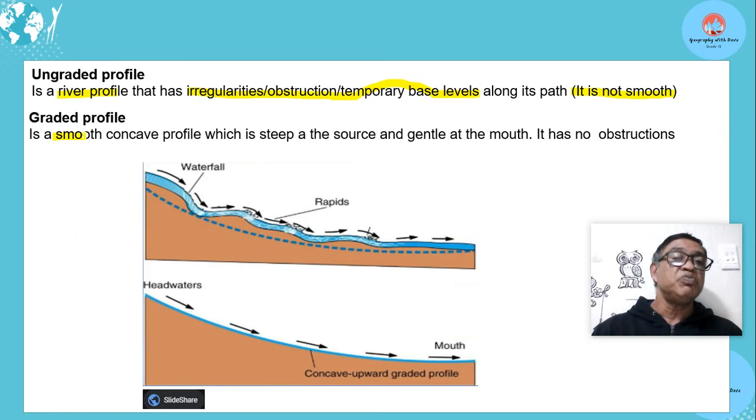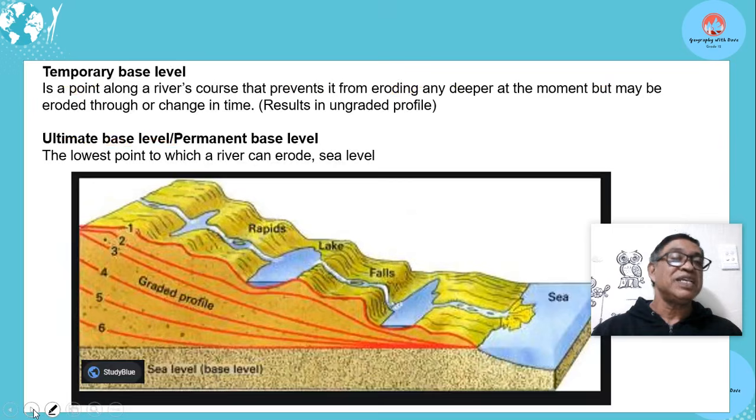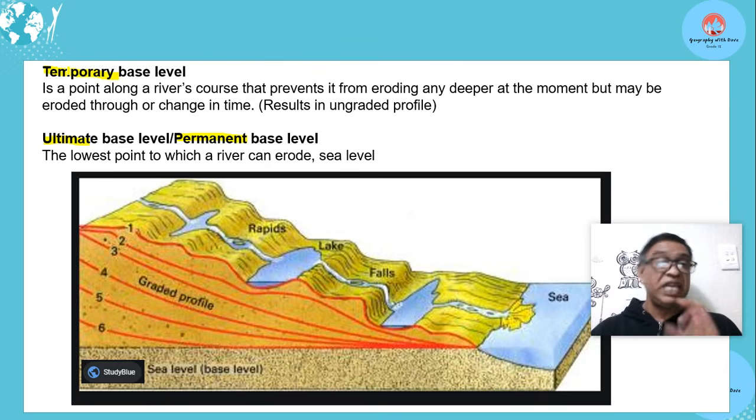It's a smooth concave profile, steep at the source, and gentle at the mouth. It has no obstructions. Okay, can you see the clarity between the two, learners? All right. Then we look at the base levels. One we say temporary base level, and the other one we say ultimate or permanent. So temporary referring to something that's going to go away. Permanent is referring to something that will stay there.